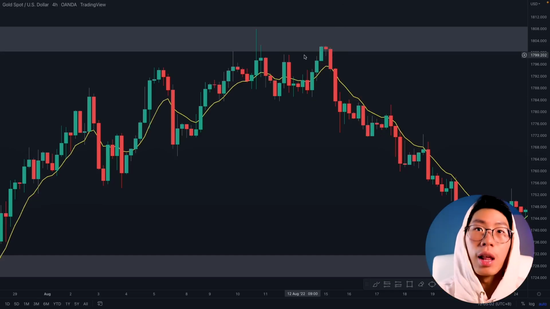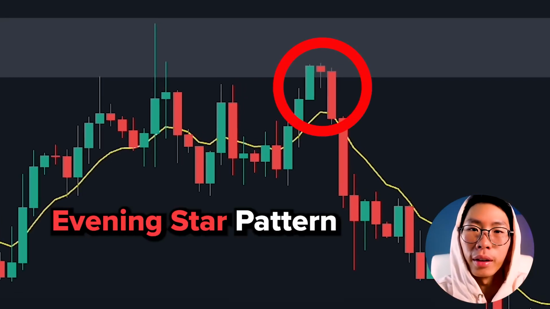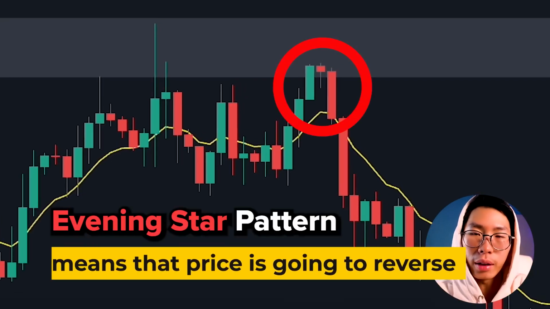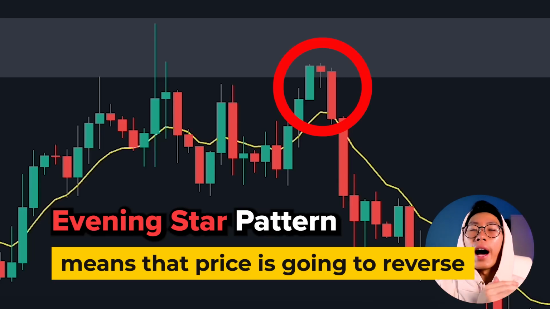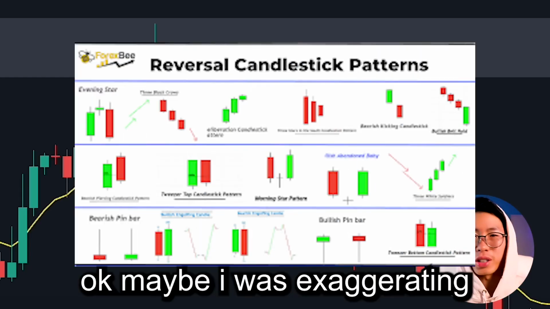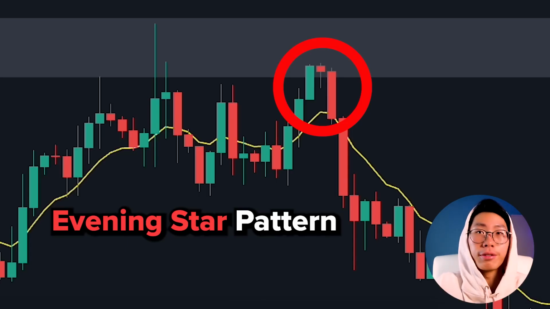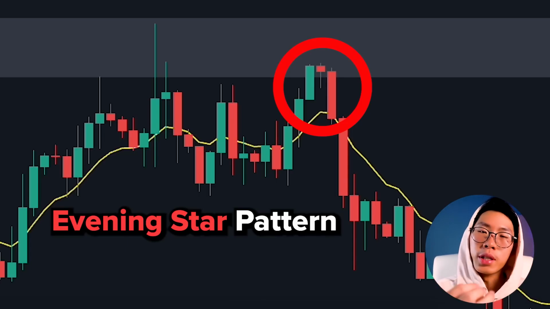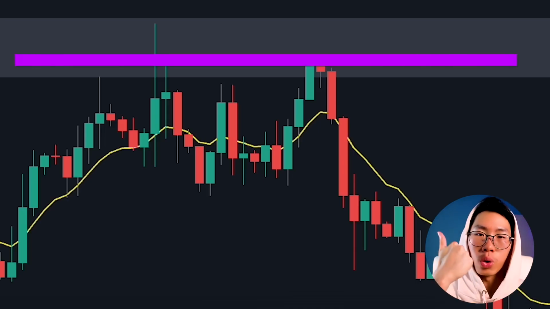So in this case, price actually gave us an evening star candlestick pattern, which is basically a reversal pattern that tells us that there are a lot of sellers in the market right now. It's no longer an uptrend and price is going to reverse and go back down. And by the way, there are literally hundreds of reversal candlestick patterns out there, so you can just choose whatever you like. But for me, I just love the evening star candlestick pattern because it's so easy to identify, and I see this candlestick pattern at this key resistance level. That is the first sign that tells me that price is reversing.